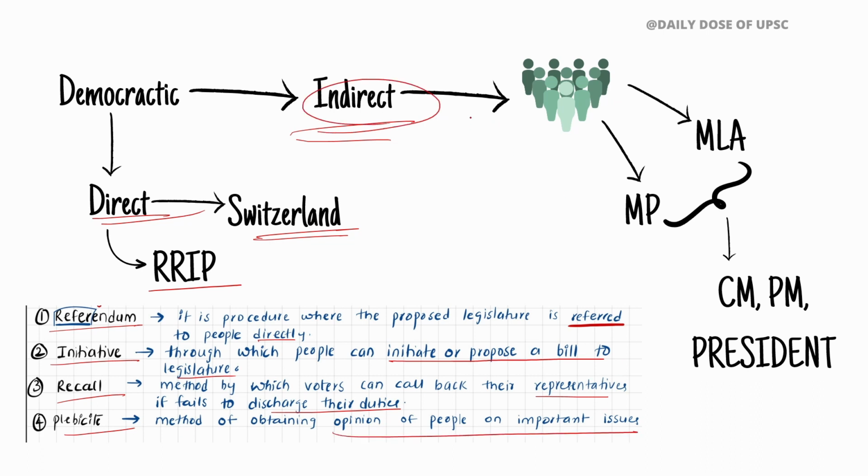In the indirect form of democracy, we the people choose MPs and MLAs, who in turn choose their representatives. This form of democracy is known as indirect democracy.